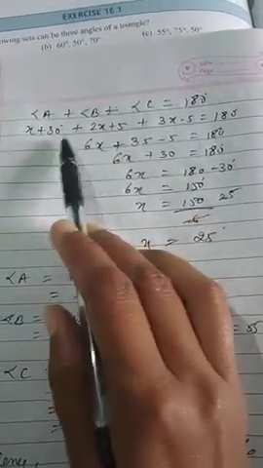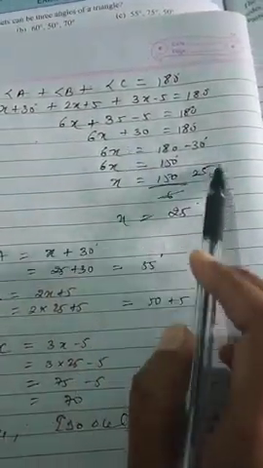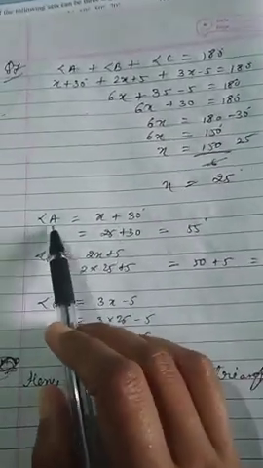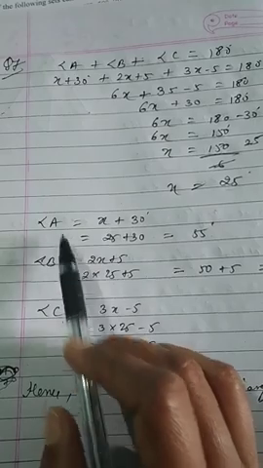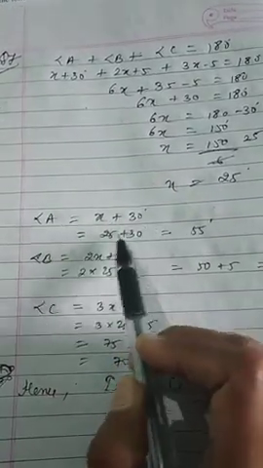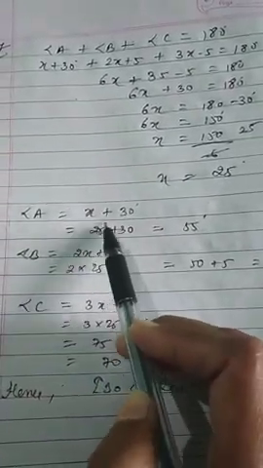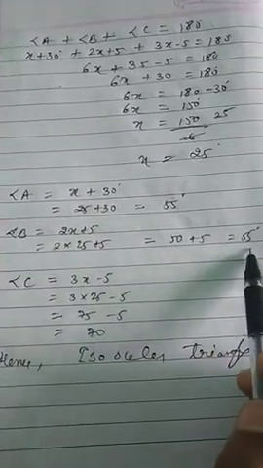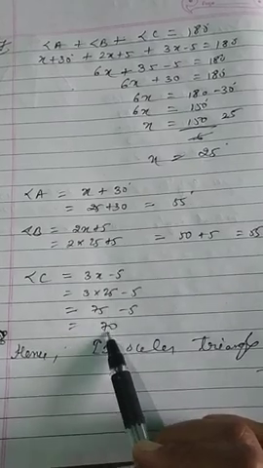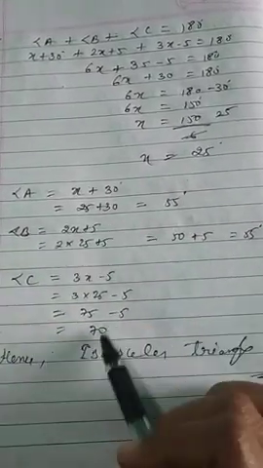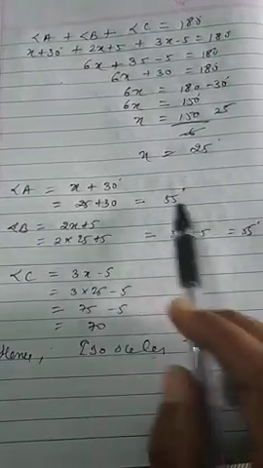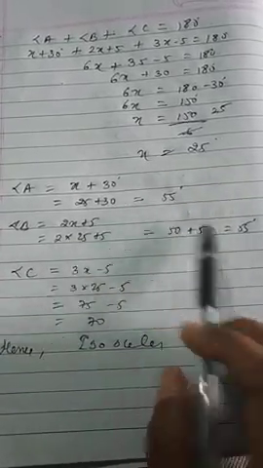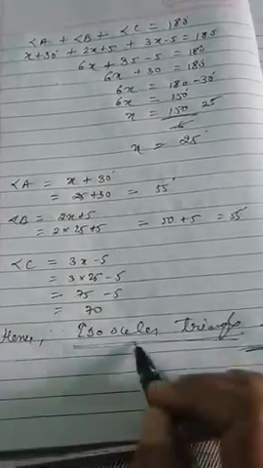Okay. We will add up all x terms and all constant terms. You know the steps. The constant term will go this side. We will get the value of x. After putting the value of x in each and every angle, angle A is what? X plus 30. So we will put the value of x here, 25 plus 30, that is 55 degree. Similarly, angle B also we have got 55 degree and angle C I have got 70 degree. So can you tell me which type of triangle it is? 55, both two angles are equal, but one angle is different. So both two angles are equal means it is an isosceles triangle.